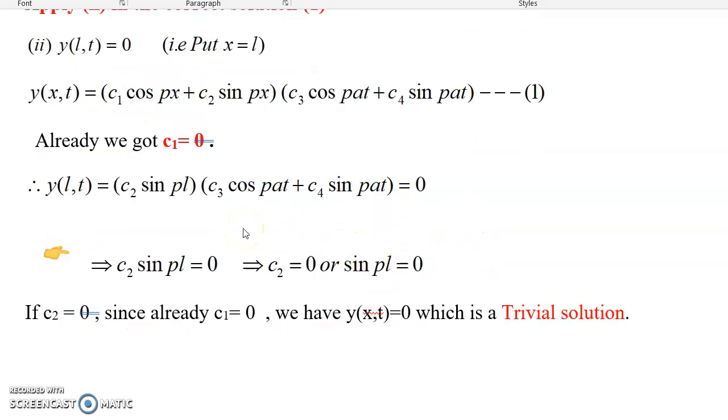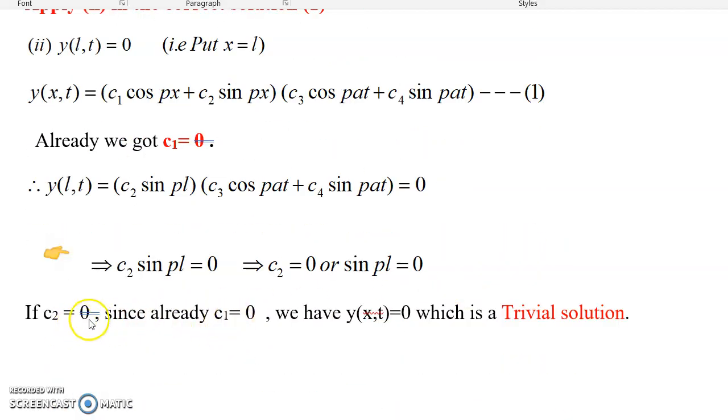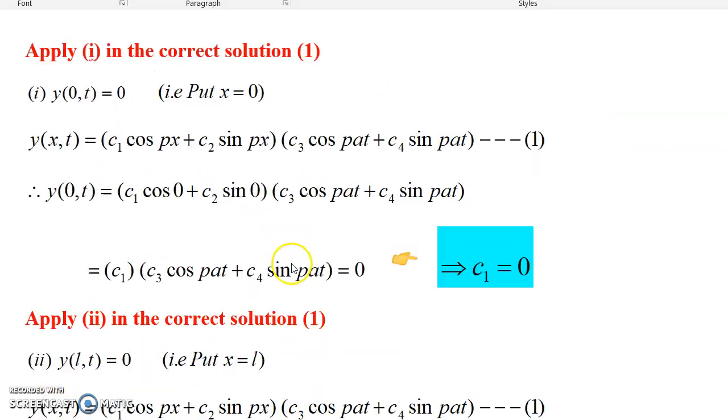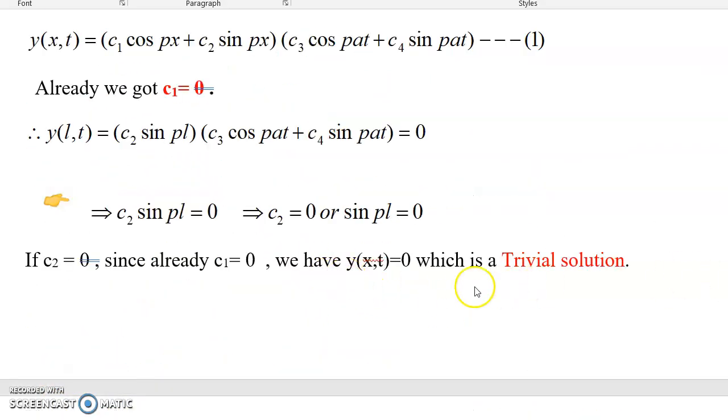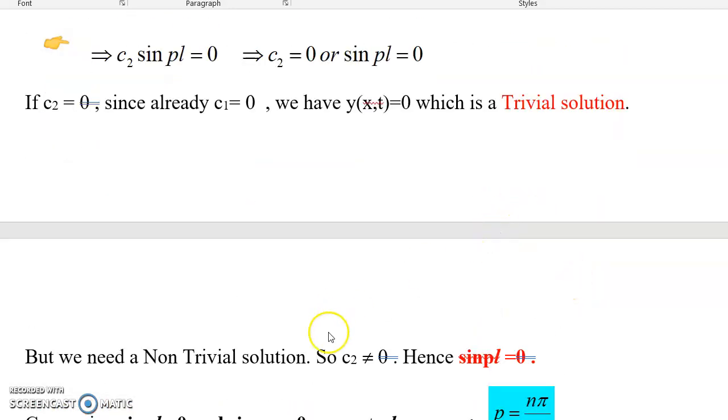So which do we need to equate to 0? The term having the variable we should not touch. So C2 sin PL has to be 0. It means C2 can be 0 or sin PL can be 0. But if we take C2 equal to 0, already we got C1 equal to 0 here. If C1 and C2 both are 0, the full answer will become 0. So the entire y of x, t will become 0, which is actually called a trivial solution. But we do not need any trivial solution here. So you cannot take C2 equal to 0. So the other possibility is sin PL has to be 0.